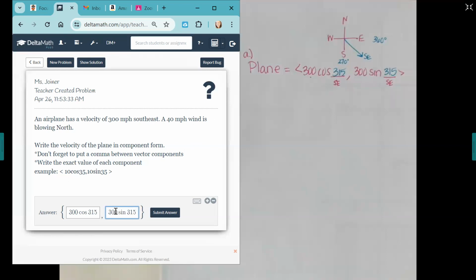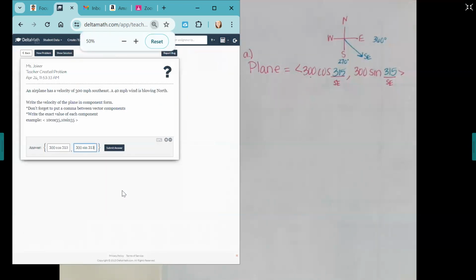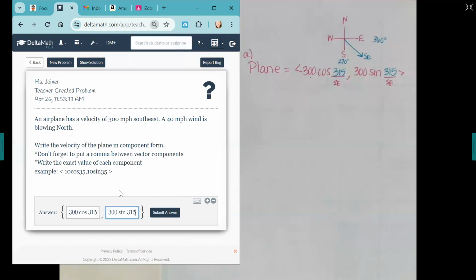Guys. No, just actually, hold on, let's read the instructions. Okay, it says, we want to write it in component form, but we want to put a comma in the middle and we want the exact value. That means we're not going to put it in the calculator and round. We're going to put the answer in terms of sine and cosine. So if you look on the screen, you'll see what I wrote. My X is 300 cosine 315. Do you see that? And my Y is 300 sine 315.